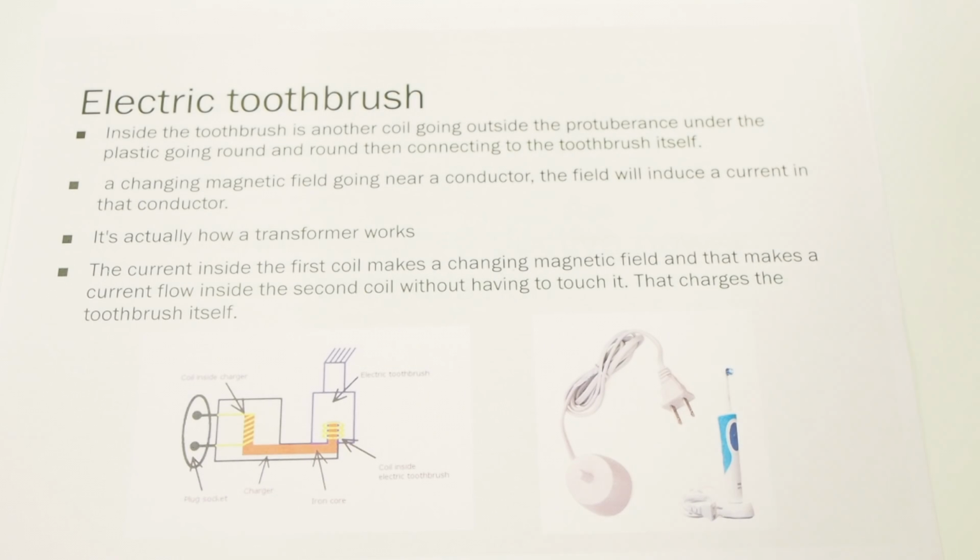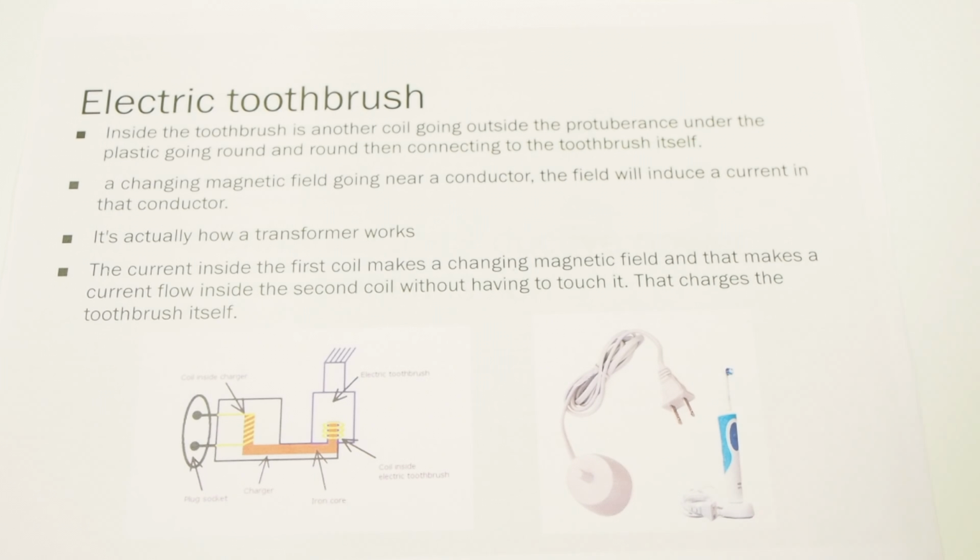Have you ever wondered how an electric toothbrush charger works? Inside the toothbrush is another coil going outside the protuberance under the plastic, going round and round, then connecting to the toothbrush itself. With a changing magnetic field going near a conductor, the field will induce a current in that conductor. It is actually how a transformer works.